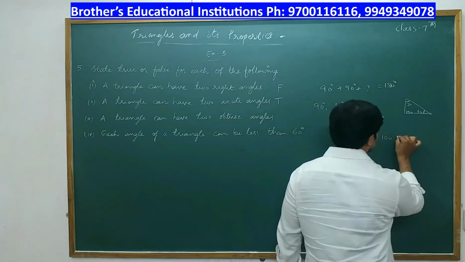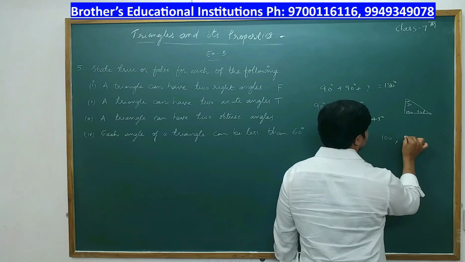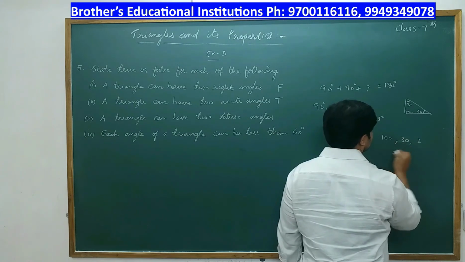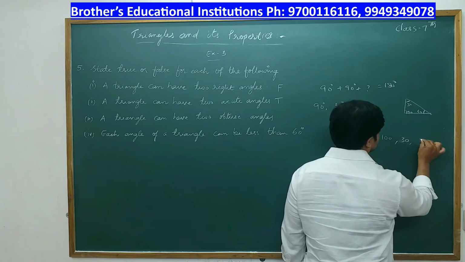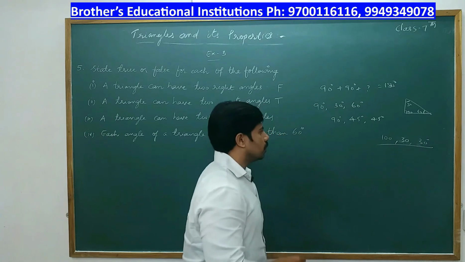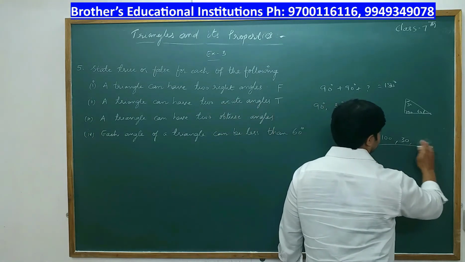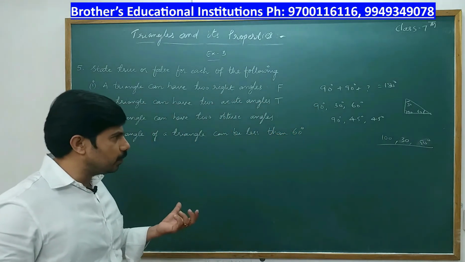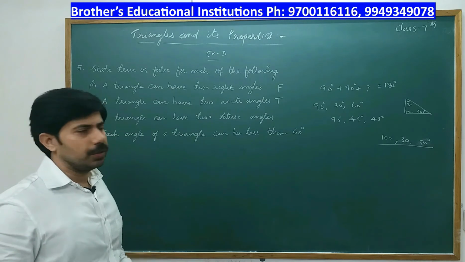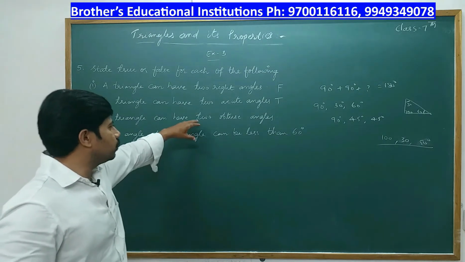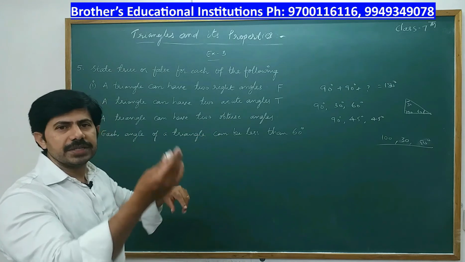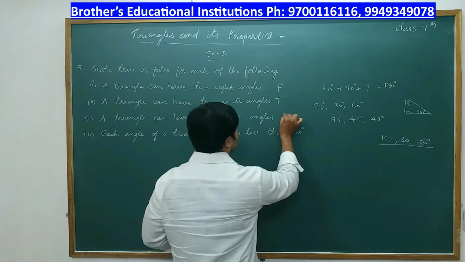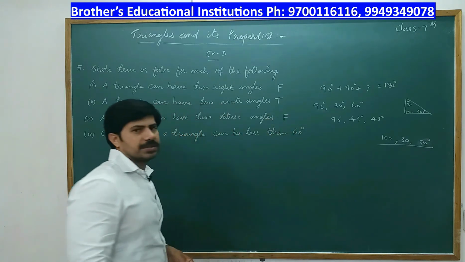The remaining you can check, right? 100 plus 60... 130, 40... sorry, 130 and 50. So one obtuse angle is possible. One obtuse, more than 90, and the remaining two can be acute. So only one obtuse is possible. If you take two obtuse, the sum exceeds 180. It becomes more than 180, which is not possible. Therefore, a triangle can have two obtuse angles is a false statement.